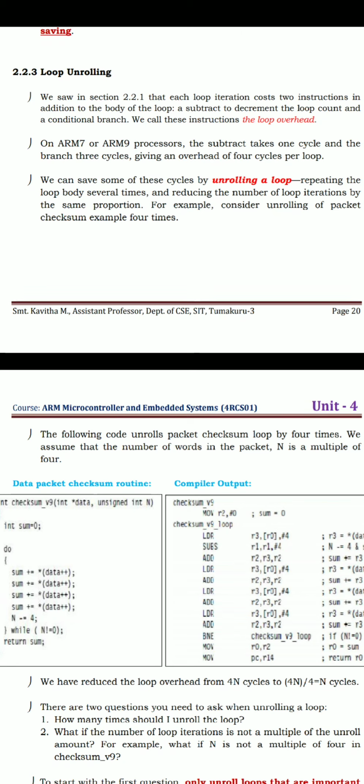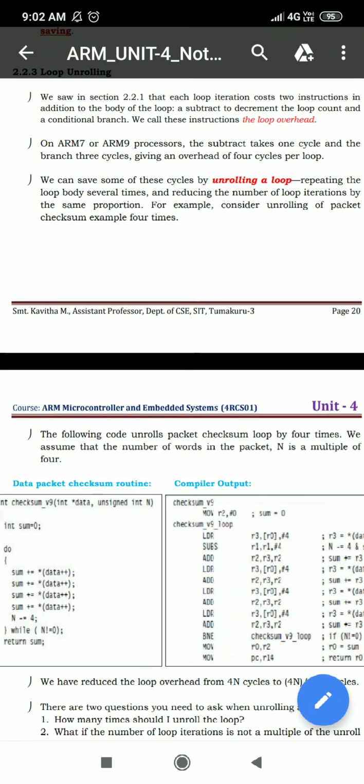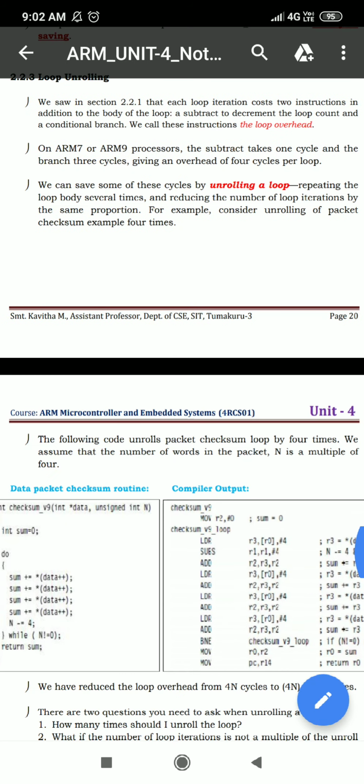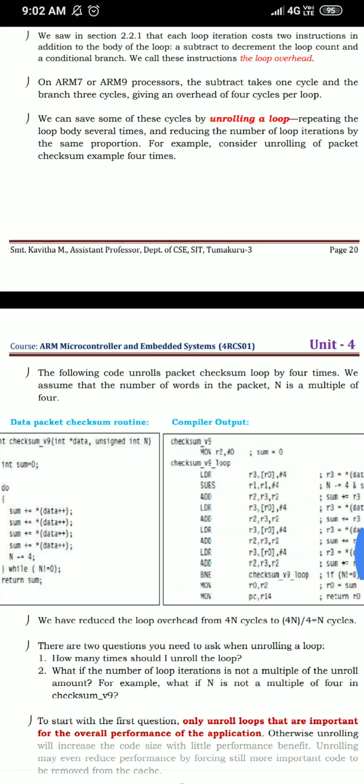called loop overhead. On ARM7 or ARM9 processors, the subtract, that is the SUBS instruction, takes 1 cycle and the branch instruction BNE takes 3 cycles. So which gives an overhead of 4 cycles per loop. So if n iterations take place, then the loop overhead will be 4 into n, that is 4n cycles. So we can save some of these cycles by unrolling the loop.